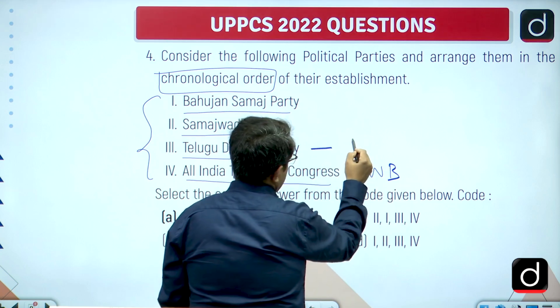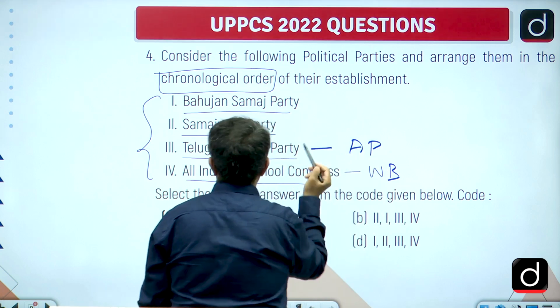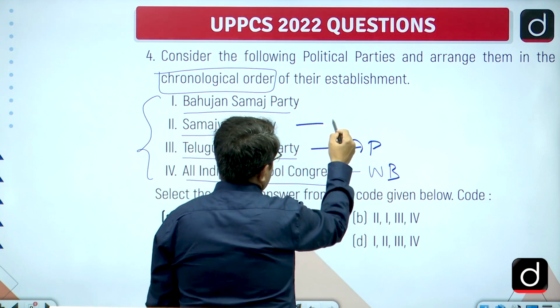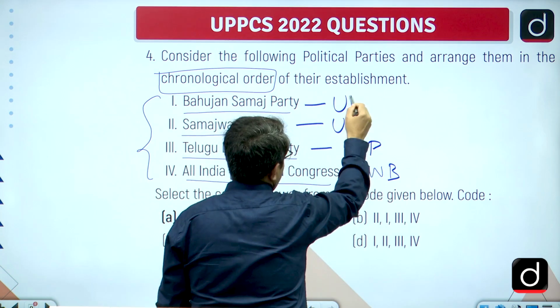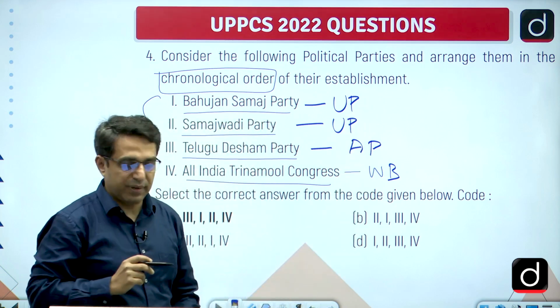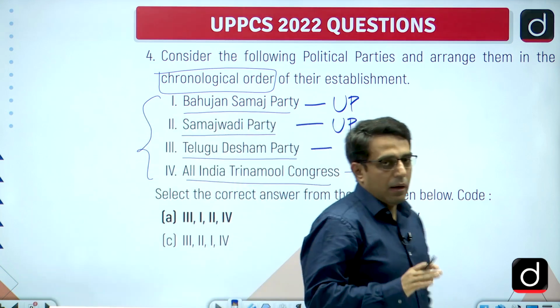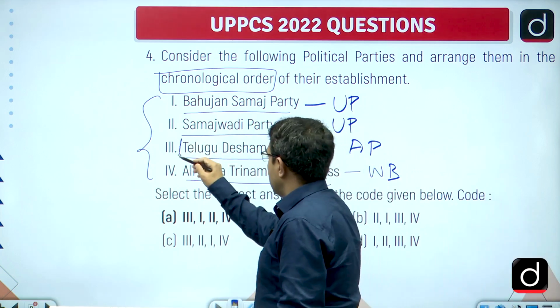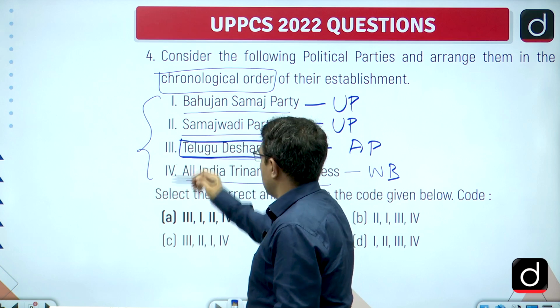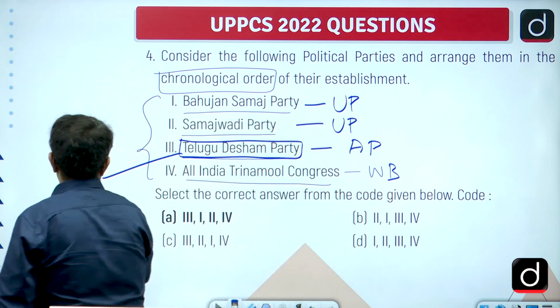Telugu Desam Party in Andhra Pradesh, Samajwadi Party in UP and some other states also, and Bahujan Samaj Party chiefly in UP and other states as well, right. Now, out of these political parties, Telugu Desam Party has the longest history. It was established in 1982.